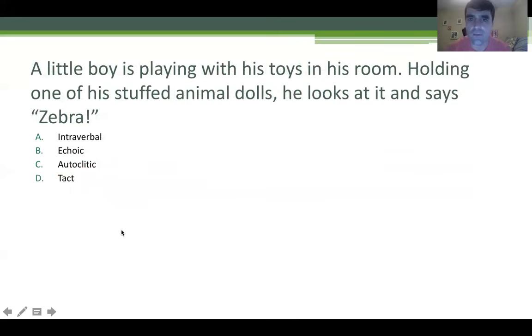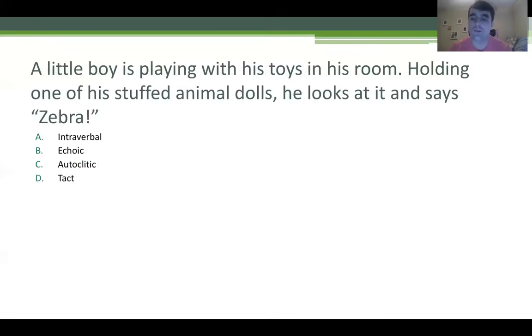Okay, a little boy is playing with toys in his room, holding one of his stuffed animal dolls. He looks at it and says, "Zebra." Okay, so you should be somewhat familiar with basic verbal language, right? Verbal operants, as we call them. Intraverbals, tacts, mands, echoics. Nothing else, be familiar with intraverbals, tacts, mands, and echoics.